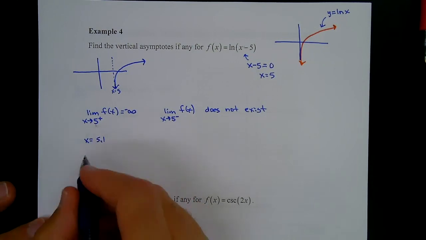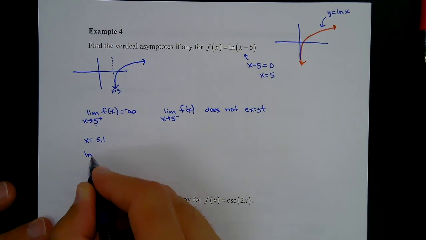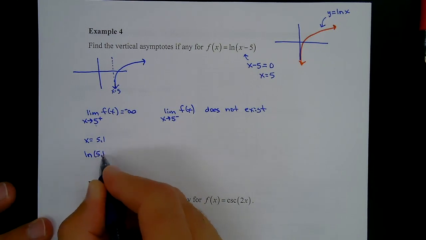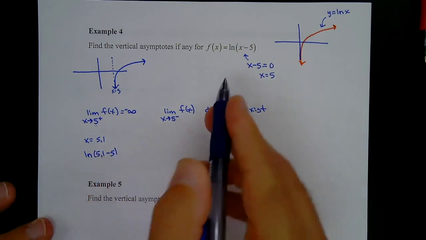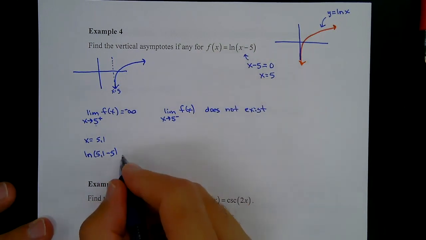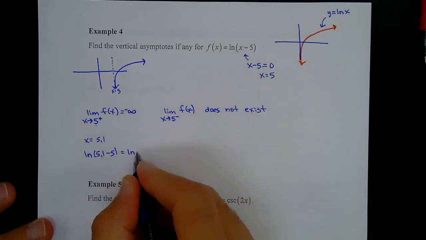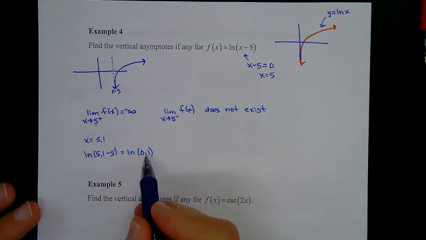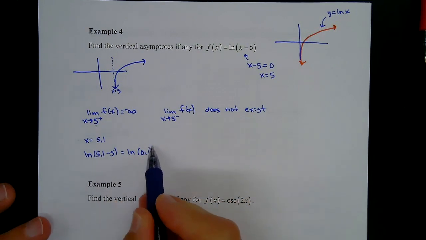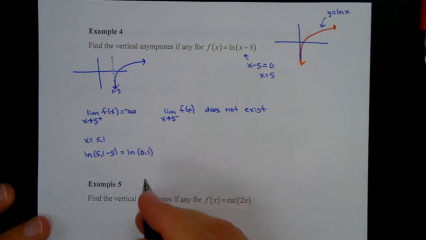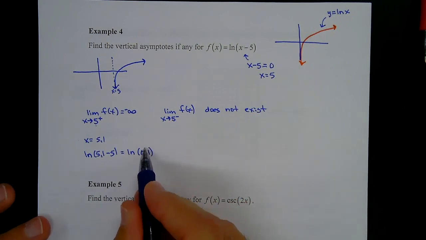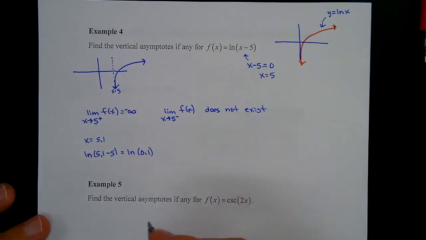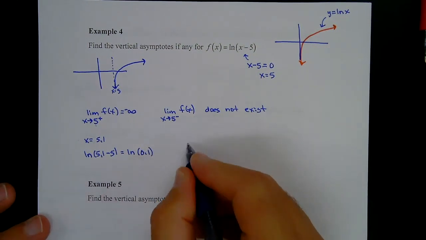Okay, that'd be this one, right? And this one, it would help to have a calculator, okay? But you take the natural log of 5.1 minus 5, right? Because that's what the function says, to take 5 away. That would give you natural log of 0.1, okay? When you take the log of a really small number, that's going to give you a really big number, okay? When you take the log of a number that's close to 0, that's going to give you a really, really big number, okay? Let's do this one.